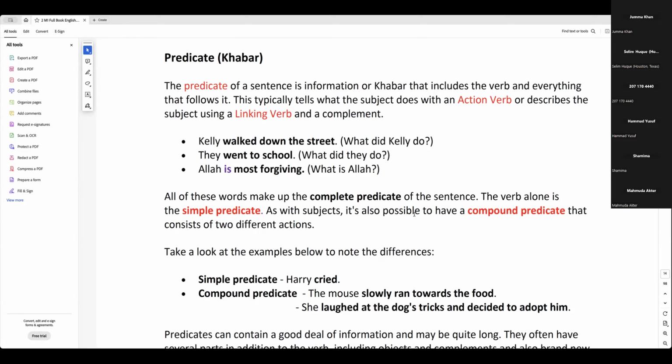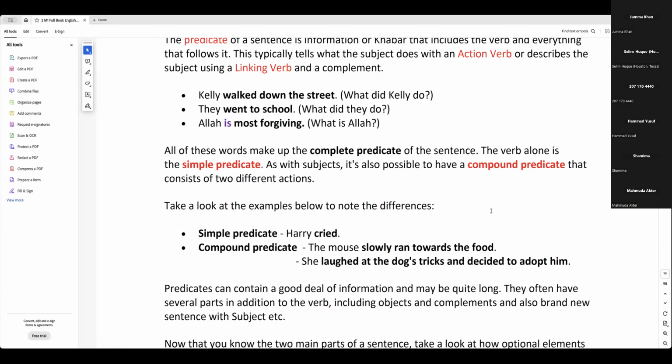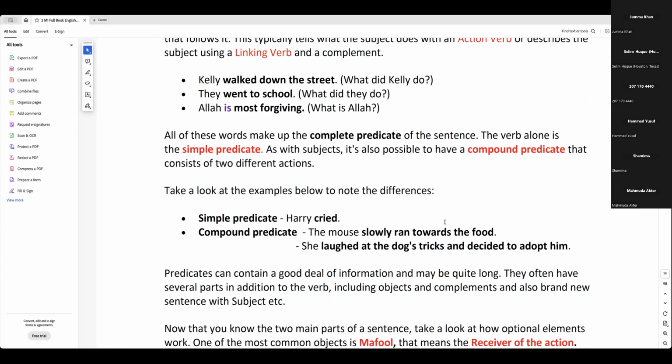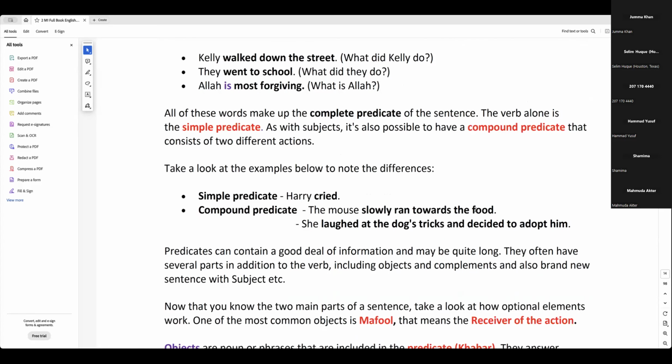As with the subject, it's also possible to have a compound predicate that consists of two different actions. Take a look at the example below. Note the simple predicate, Harry cried, and the compound predicate, the mouse slowly ran towards the food. Here we could have just said the mouse ran towards the food, and slowly ran towards the food makes the compound predicate. She laughed at the dog's tricks and decided to adopt him. It's a compound phrase. You've got so much information here. It's not just saying laughed at the dog, but also laughed at the dog's tricks and then she decided to adopt him. It's giving you more and more khabar about it. Okay?